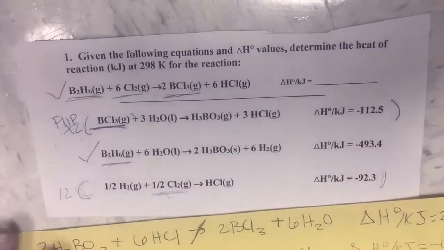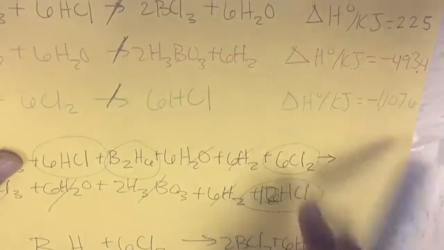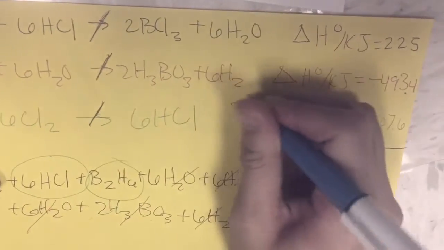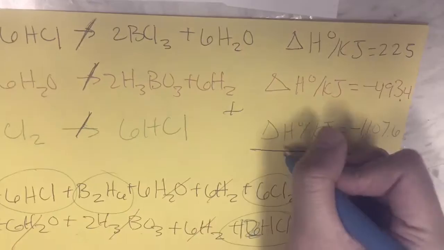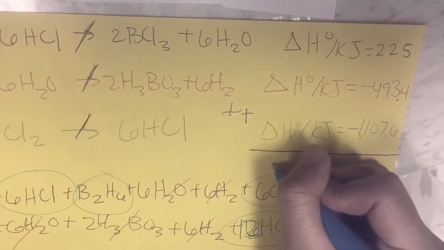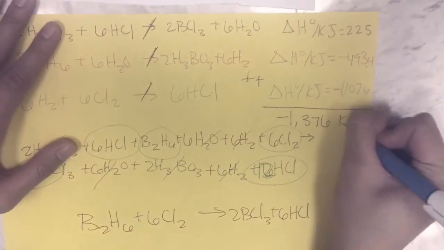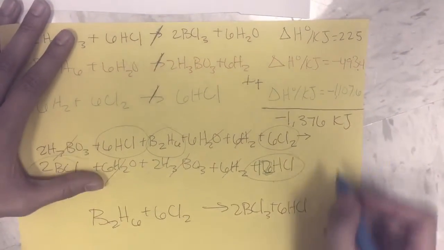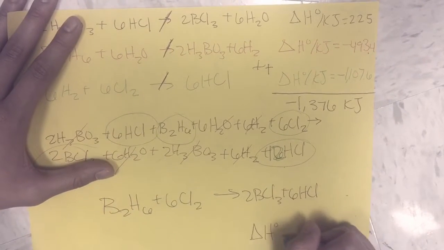And to find the enthalpy here, you would just add all of these changes over here, and the sum of that should equal the enthalpy change. So this would be negative 1,376 kilojoules, which is the enthalpy change for this reaction.